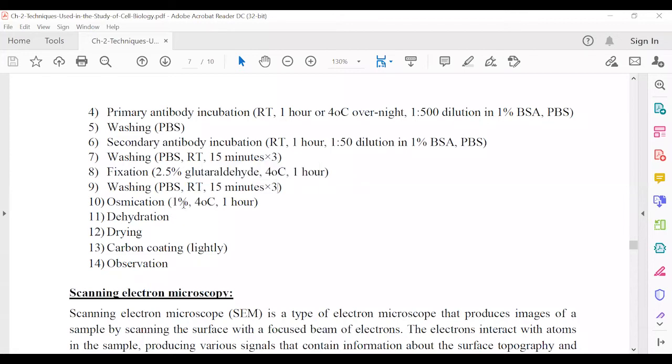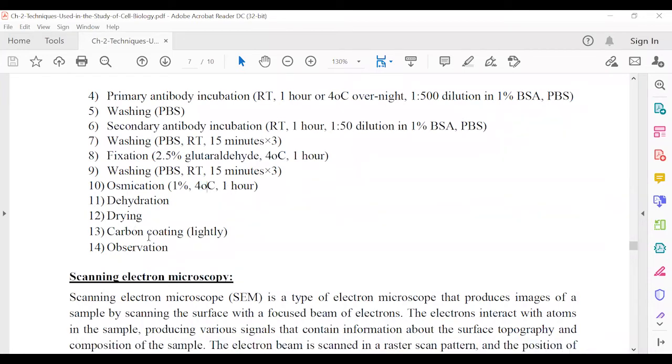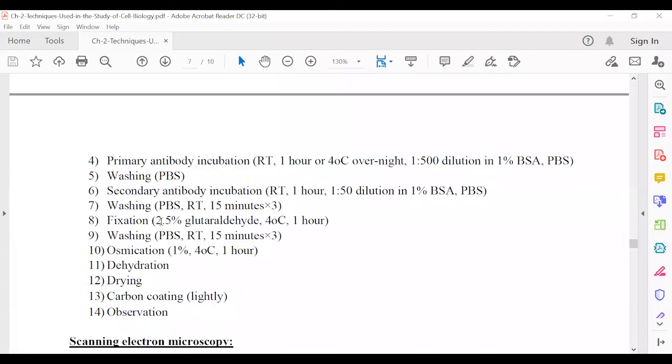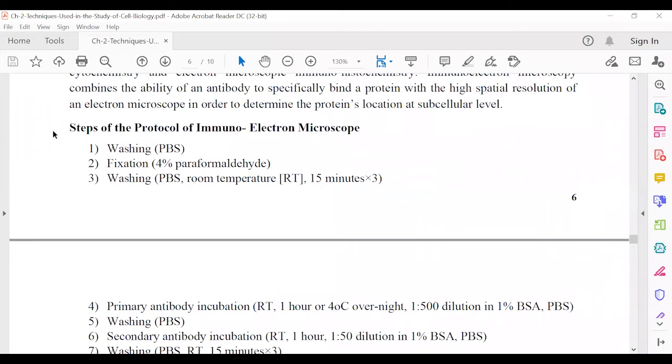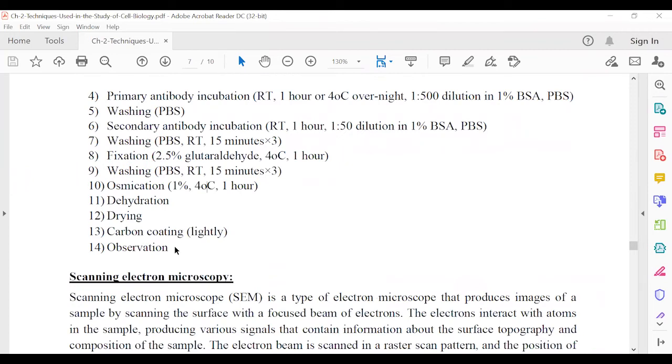Osmication 1%, 4 degrees Celsius, 1 hour. It will be 4 degrees, not 0. 1 hour. Dehydration, drying, carbon coating. Last, observation. Immunoelectron microscopy, steps of protocol. Totally 14 steps.